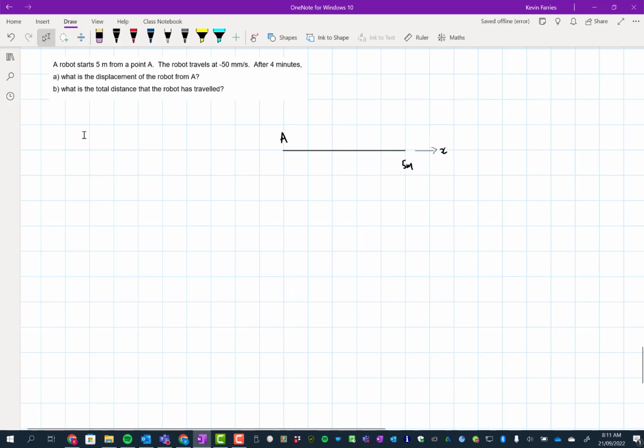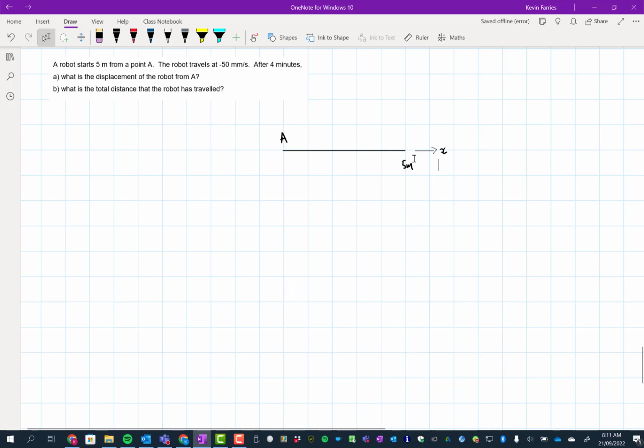And so then, what else do we have? It wants to know after 4 minutes, what's the displacement of the robot from A and what total distance has the robot traveled? So the idea of this example is just to highlight what the difference is between displacement in this context and distance traveled.